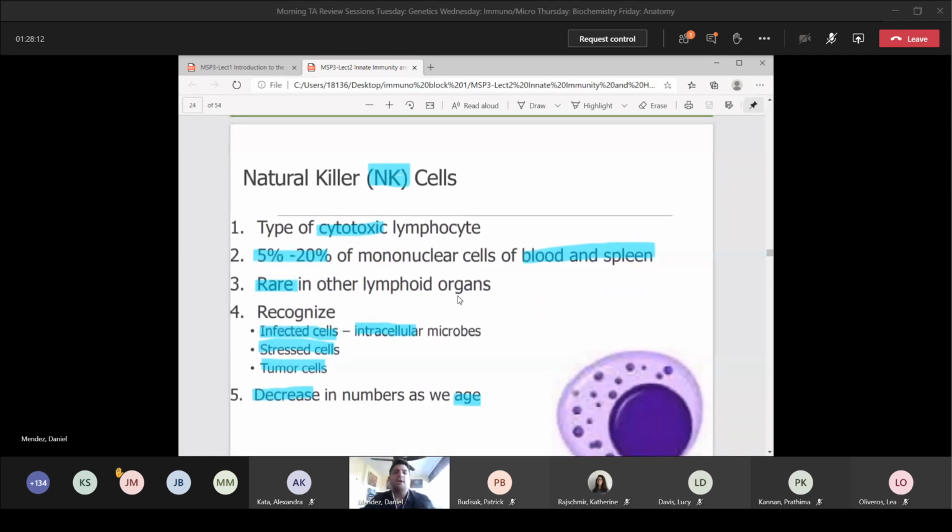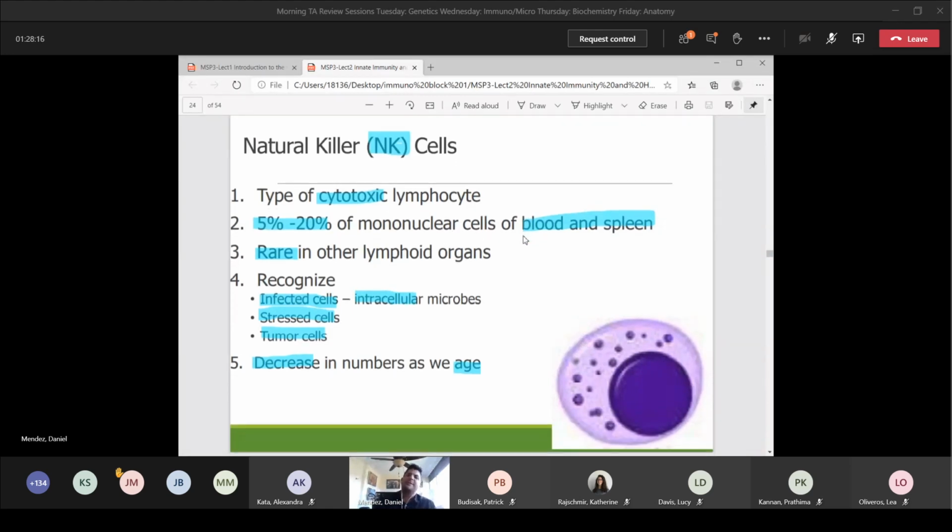So NK cells, they are cytotoxic. Once again, they call them lymphocytes. For test purposes, you can say it's a lymphocyte, but we can see in the picture it has some granules, and its nucleus is not large enough to be a lymphocyte. They are rare in lymphoid organs. Their entire purpose is to attack infected cells, stress cells, and tumor cells. So they attack cells that have some sort of issue going on with them internally.